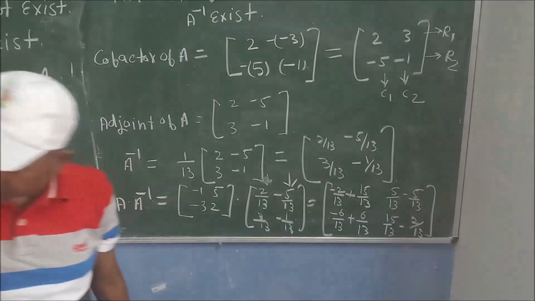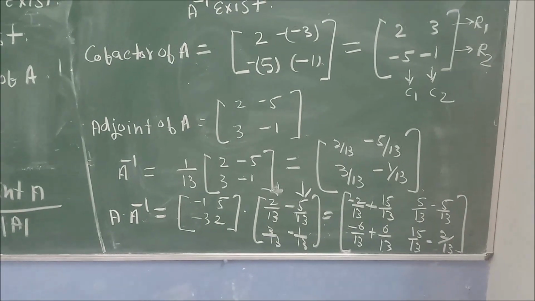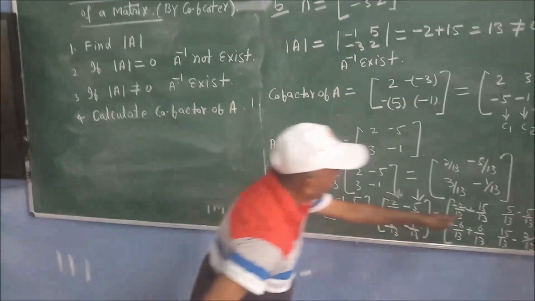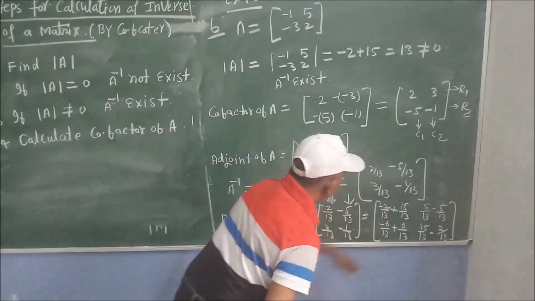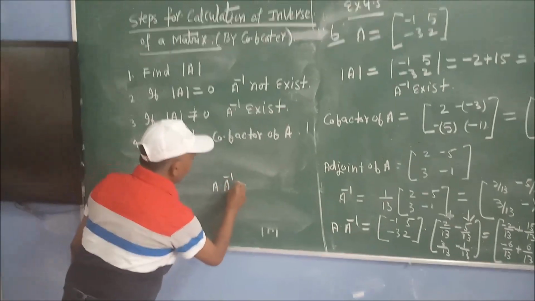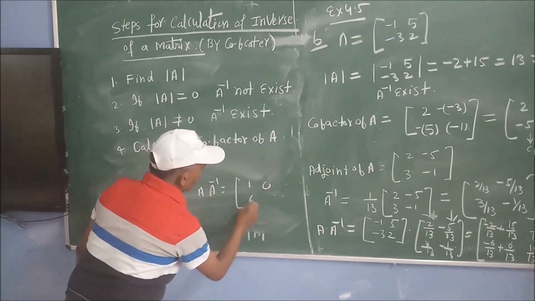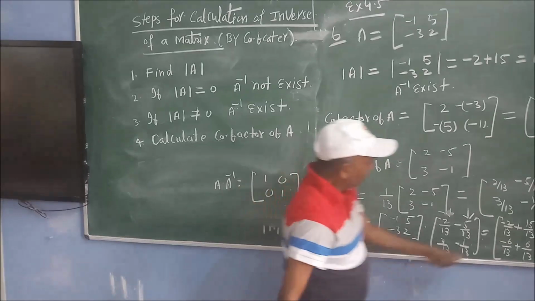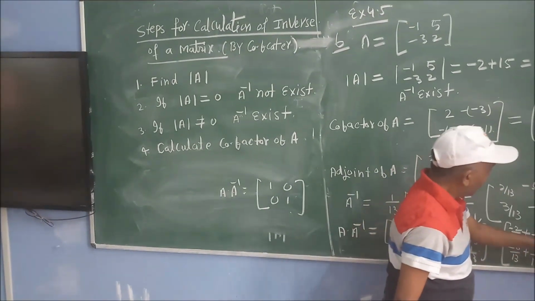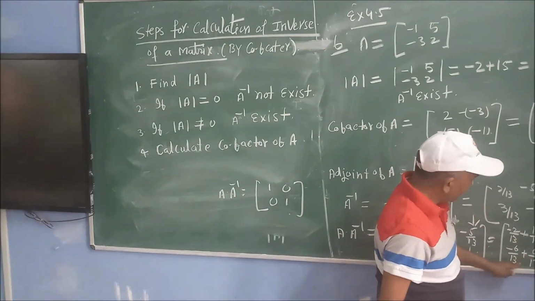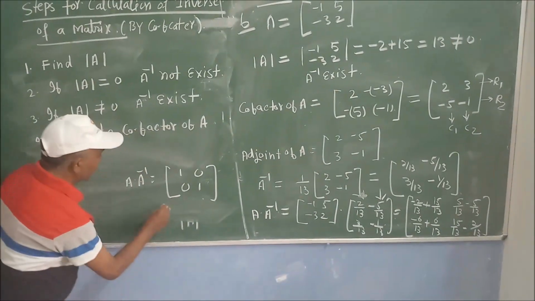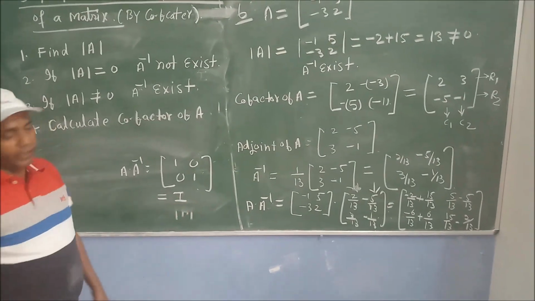So if you do the calculation, 15 minus 2 is 13 by 13, which is 1. 5 minus 5 is 0. 6 minus 6 is 0. And 15 minus 2 is 13 by 13, again 1. So A into A inverse is equal to 1, 0, 0, 1, which is equal to I. So we can say that our answer is correct.